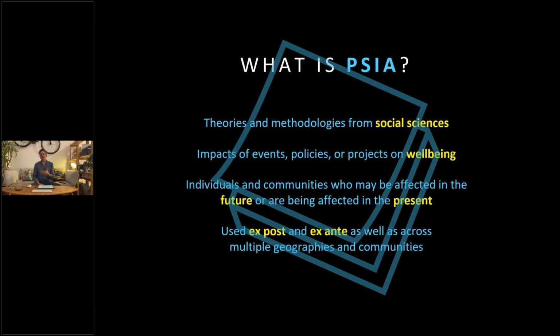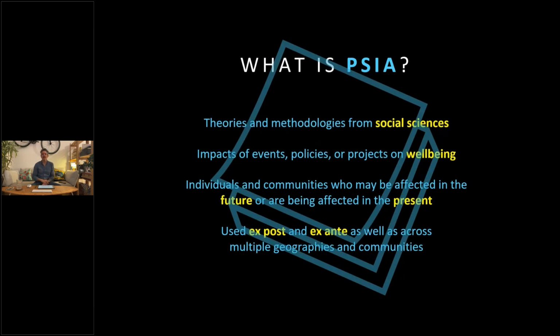So the first is theories and methodologies from social sciences. Just to unpack this, social sciences means anthropology, ethology, ethnography, sociology, psychology, which is where I come from. And for instance, within psychology, you can have things like social psychology, health psychology, community psychology, different fields, and within these fields, you have different subfields that can contribute to the practice of psychosocial impact assessment.